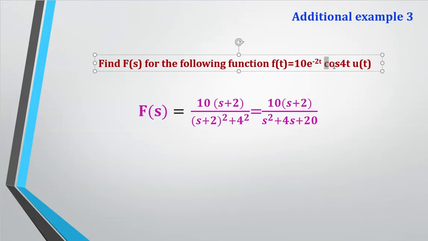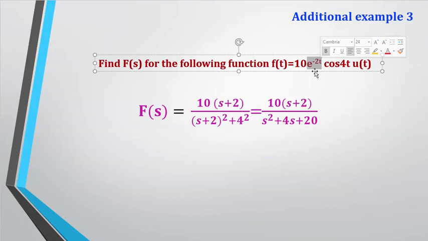Cosine of 4t, only this part. If you follow the formula for the cosine of omega t, of course, the Laplace transform of this one should be s over (s squared plus 4 squared). But what has been added to this? This one, e to the power of minus 2t.